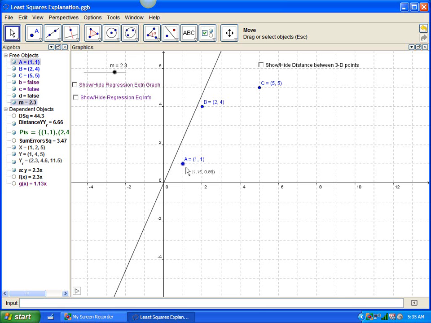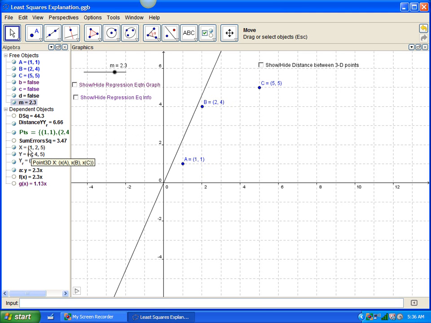My first new point is going to come from the x-coordinates of these 3 points, and I'm going to call it big X. Here it is over here. It's a 3-dimensional point. It has the 3 numbers 1, 2, and 5, which are, in order, the x-coordinates of my 3 data points. I'm also going to define another point, big Y, and that's going to be the y-coordinates of my 3 data points: 1, 4, 5. So I've got X and Y.